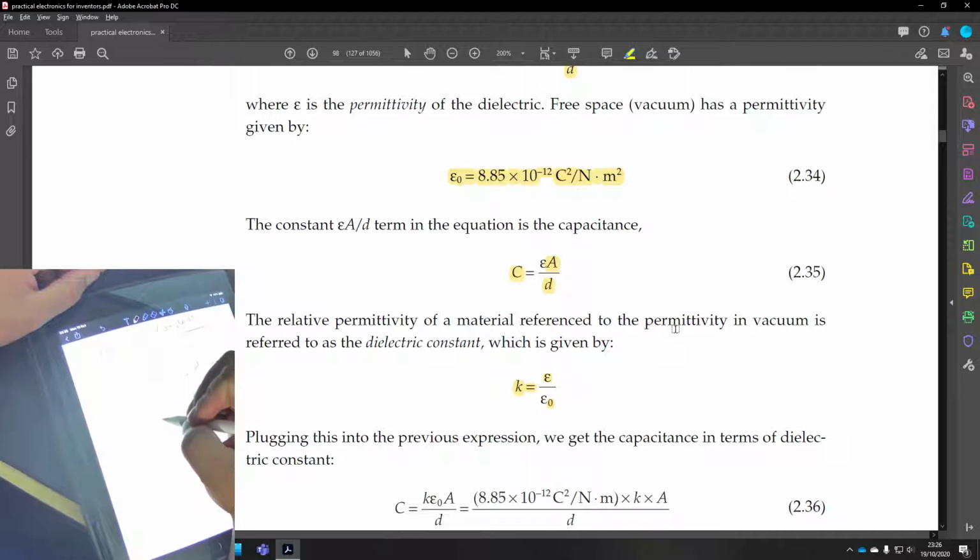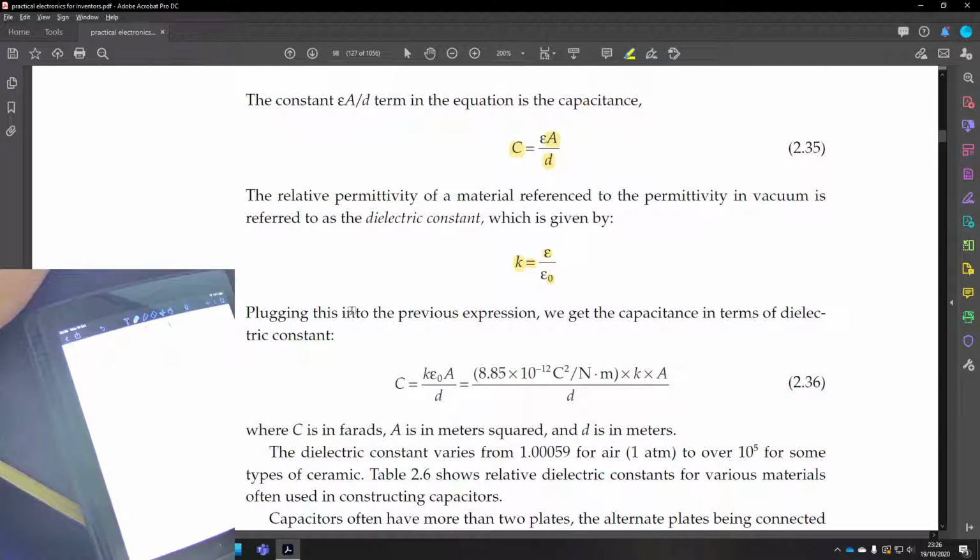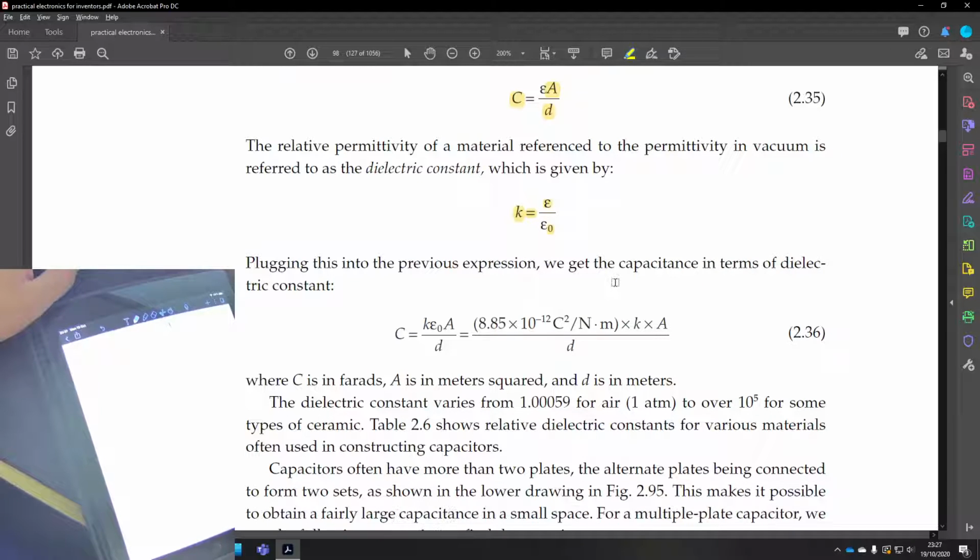Okay, so this looks like K. Yeah, let's go with that. So K is equal to epsilon over epsilon 0. If I saw that, I'd think that was Arabic. It's Greek, isn't it? And this is called the dielectric constant. Okay, so plugging this into the previous expression, we get the capacitance in terms of the dielectric constant.